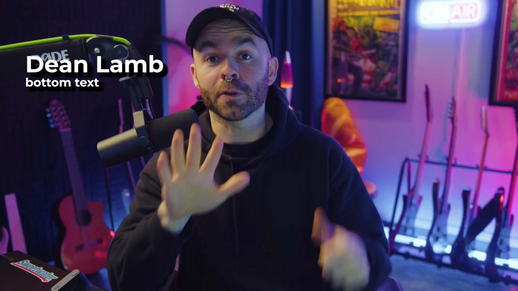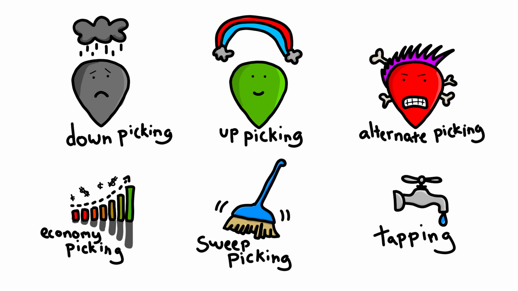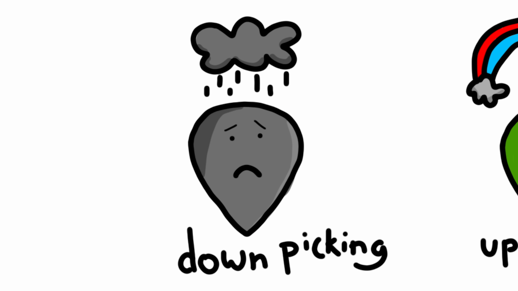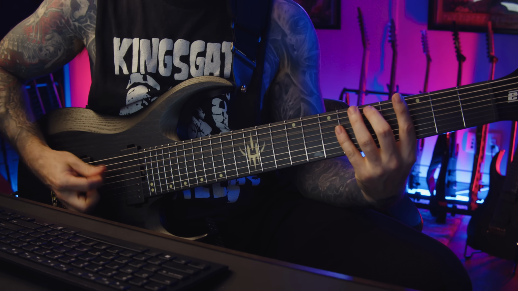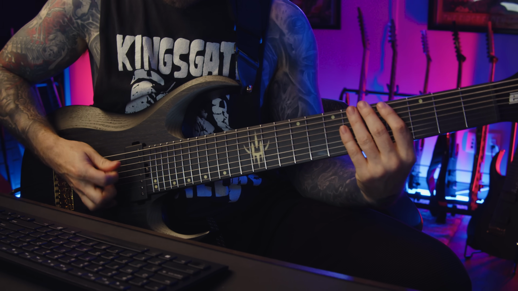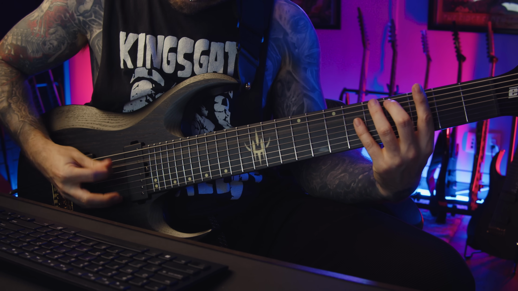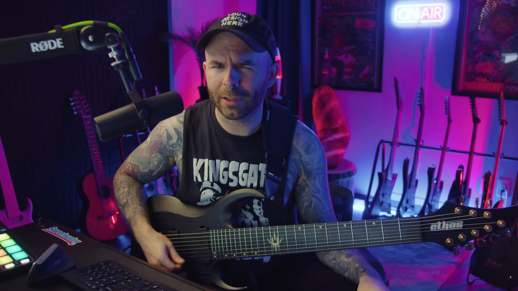In this video, we're going to go over 6 of the most important guitar terms that you need to know in order to play guitar really fast, really awesome, starting with this. Down picking, pick goes down towards the floor. Up picking, pick goes up towards your face. That one's a lot harder.